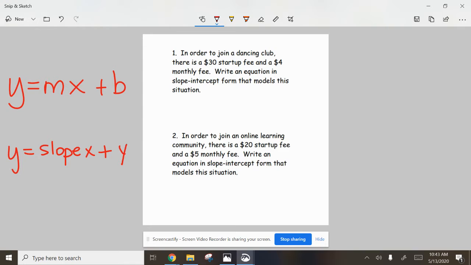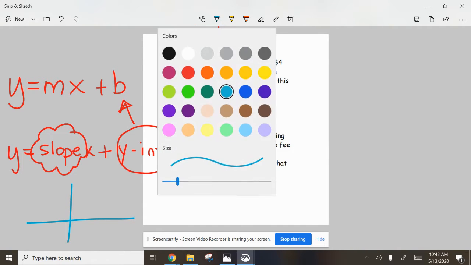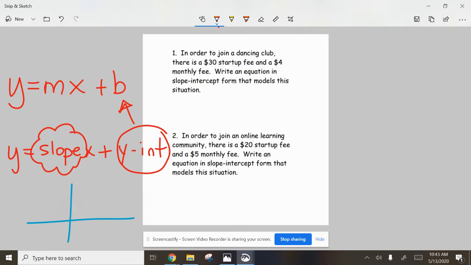With me, I would always write slope, x plus y-intercept. And I would even draw a circle here. That's your y-intercept. That's your starting point. And your slope, I would put clouds around it. Because if I was to graph something, your first step would be to plot the y-intercept, wherever it is, like 1, 2, 3. Then what if I went up 1, up 2, over 1, over 2, over 3? And that's my line. So my slope would be 2 over 3.